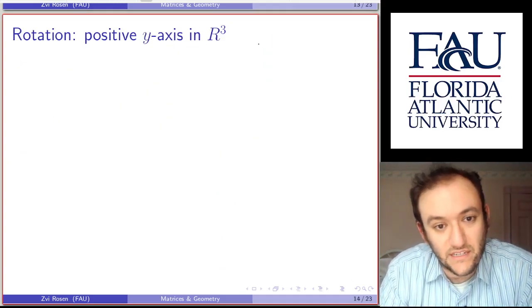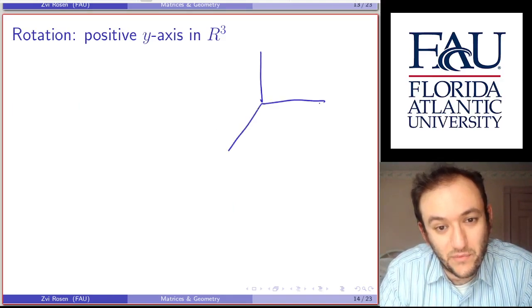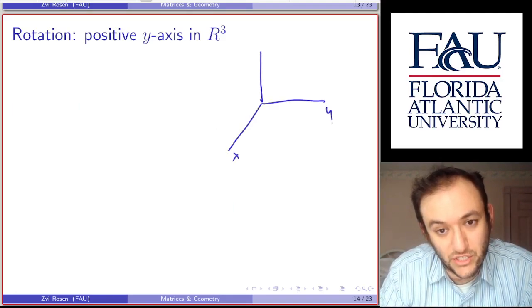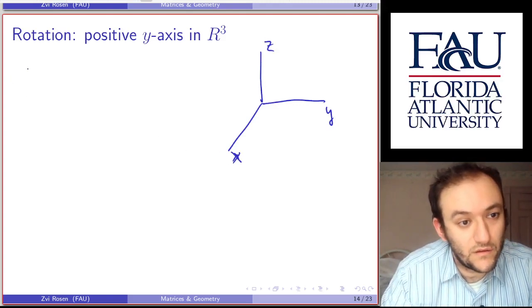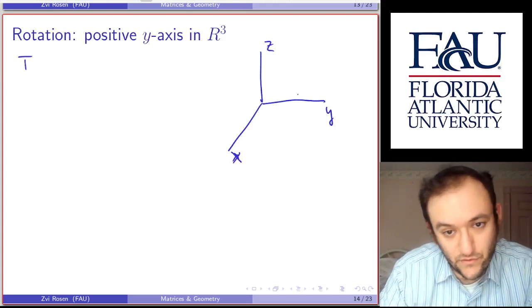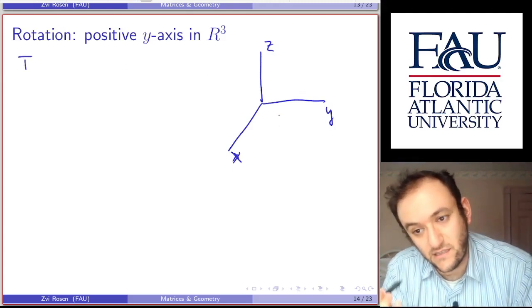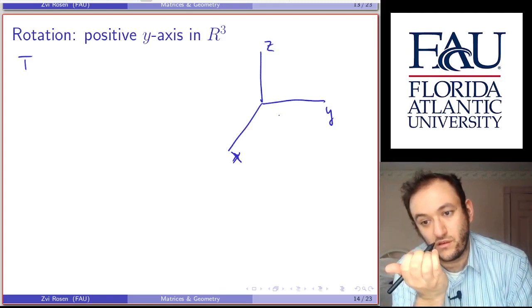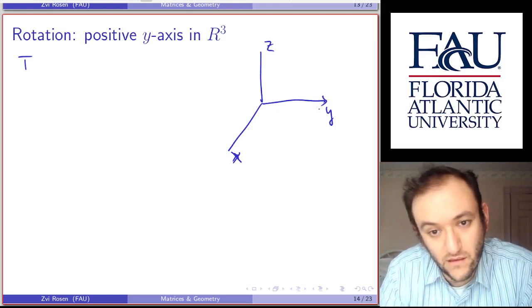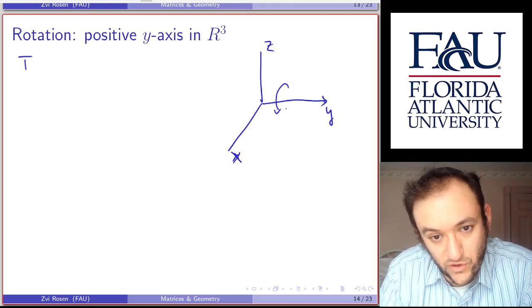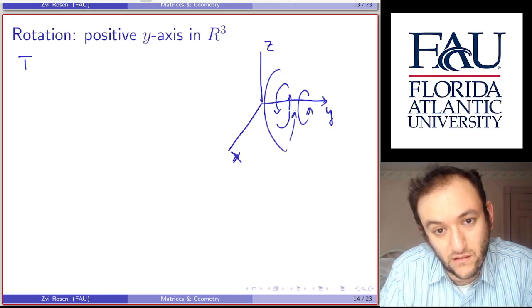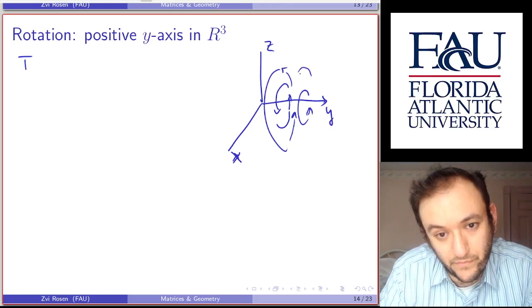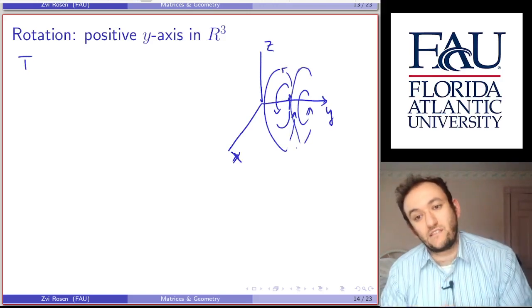So what if we use the positive y-axis? It's similar, but you have to be a little careful about orientation. If we're doing rotation about the positive y-axis, think about the right-hand rule. The y-axis is going to be coming towards you on the upside, and then away from you on the underside. So that's the rotation we're looking at.